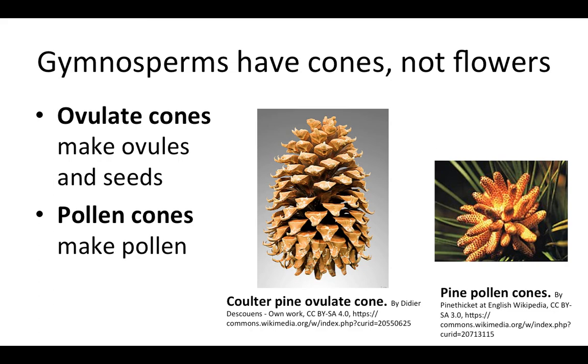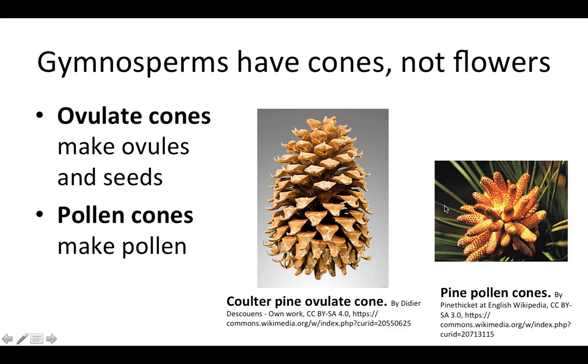Unlike flowers, not all flowers, but most flowers make both pollen and ovules. In the case of cones, cones always make either ovules, in which case they are called ovulate cones, and these are the ones that we're familiar with. If you pick up a pine cone from under a pine tree, that will always be an ovulate cone. We might call them female cones. That's not technically correct, although it relates to the fact that they are going to be the ones with the ovules and the eggs.